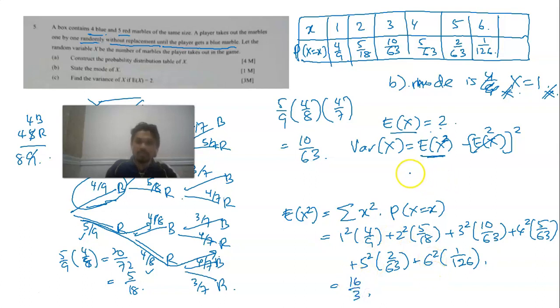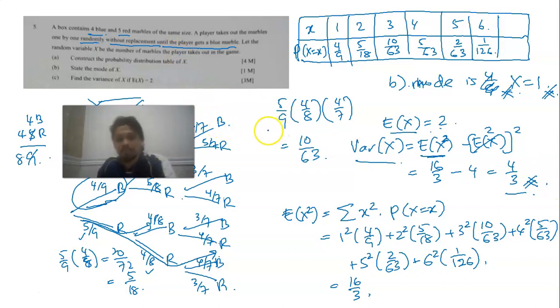So substitute here 16 over 3 minus 2 squared, which equals 4. That straightforwardly gives you 4 over 3. So the variance of this table is 4 over 3. There you go.